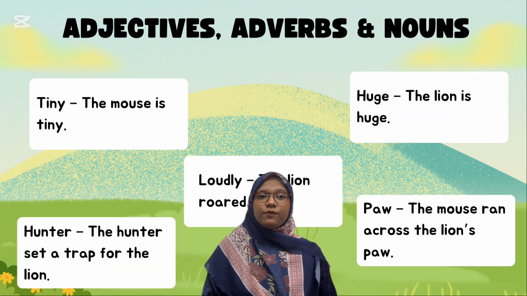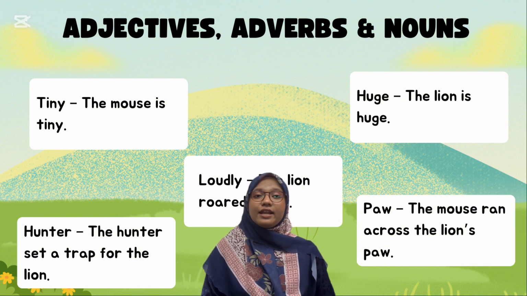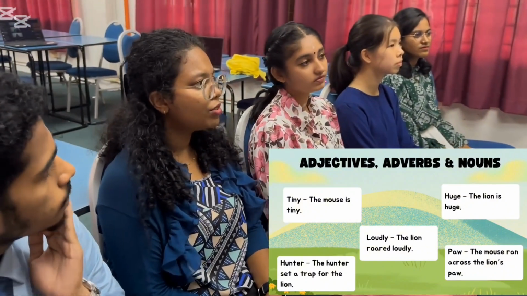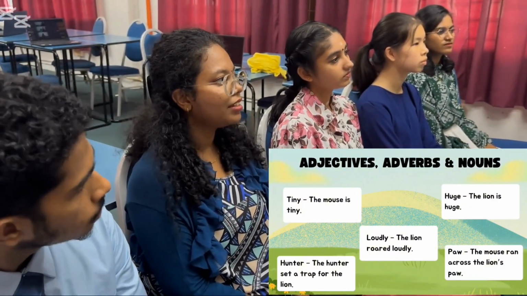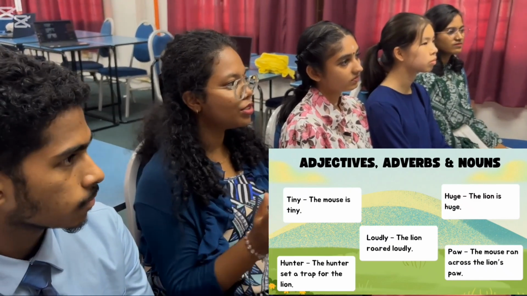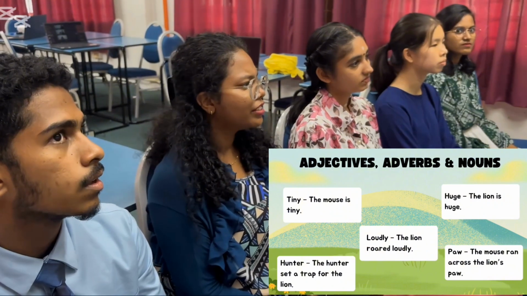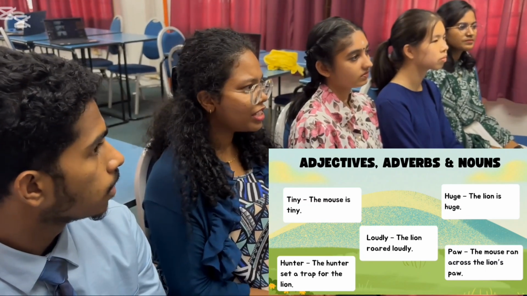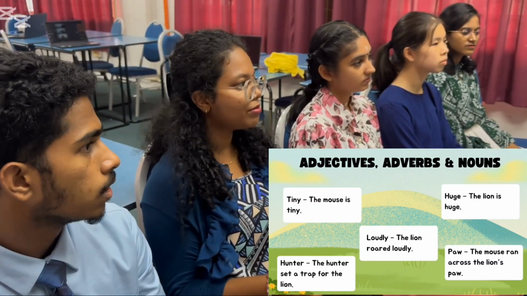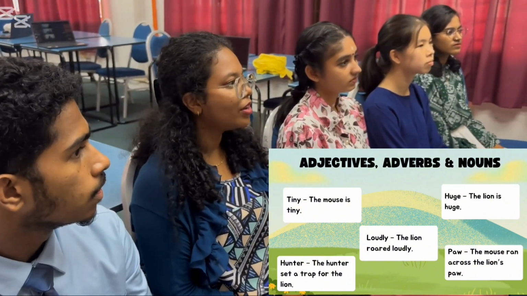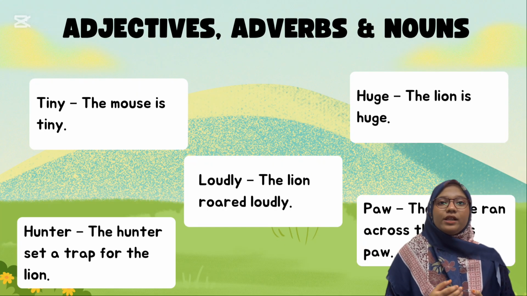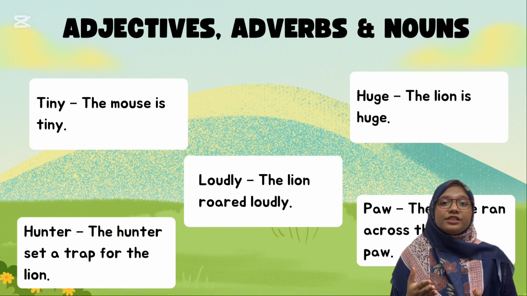We also have descriptive words. These are adjectives and adverbs that make the story more interesting by giving us more details, such as adjectives, adverbs and nouns. First one is tiny. The mouse is tiny. Huge. The lion is huge. The third one is loudly. The lion roared loudly. The fourth one is hunter. The hunter set a trap for the lion. Lastly, paw. The mouse ran across the lion's paw. Using these words will help us describe the characters and their action more vividly.